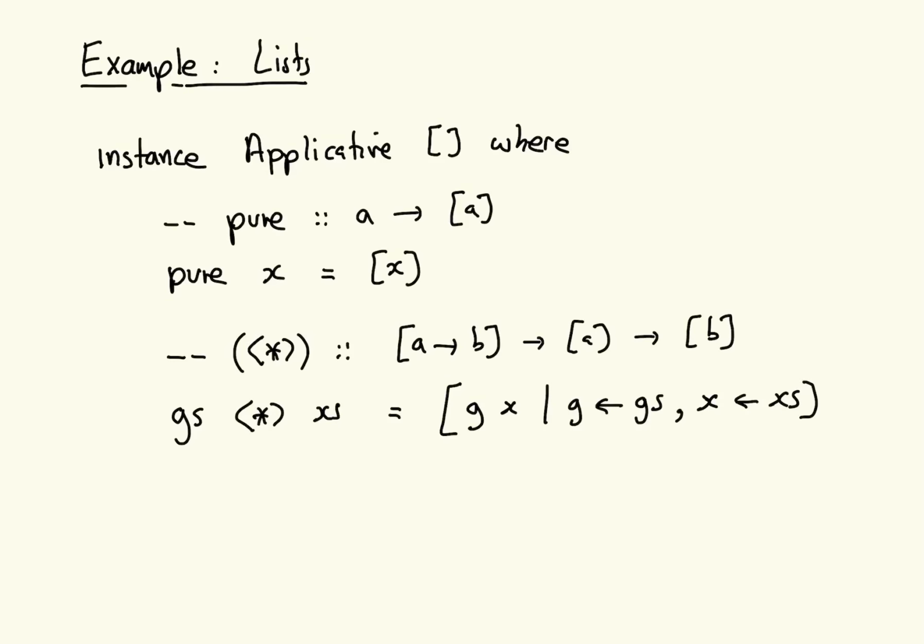So what we're doing is taking all possible functions, all possible arguments, and applying one to the other in all possible ways. Okay, so this is, again, kind of type-directed programming. We define the definition for pure based purely on the type, very straightforward, and we define the definition for the star operator just by making the obvious definition based on the type.